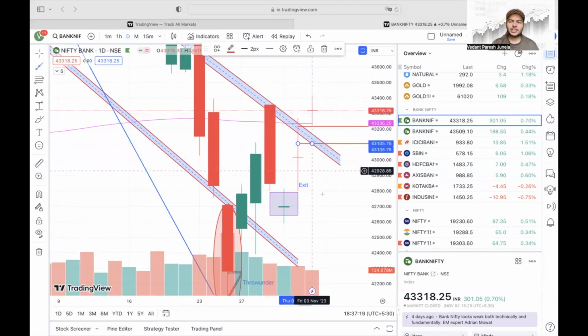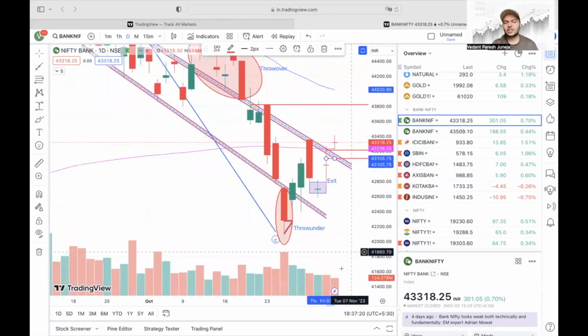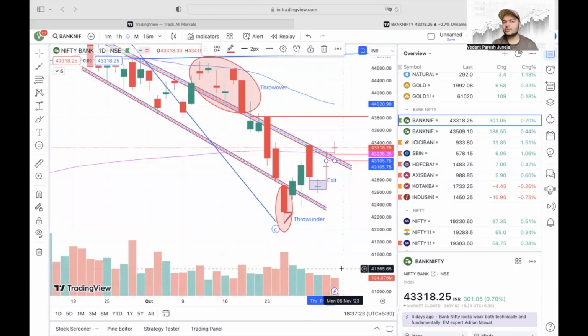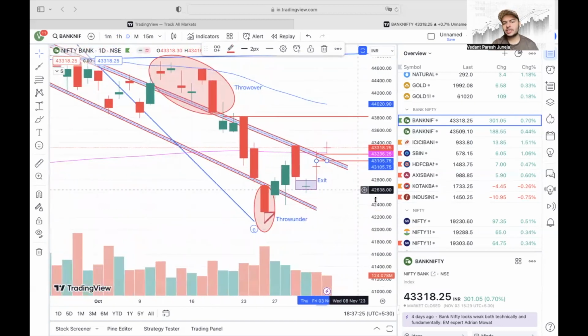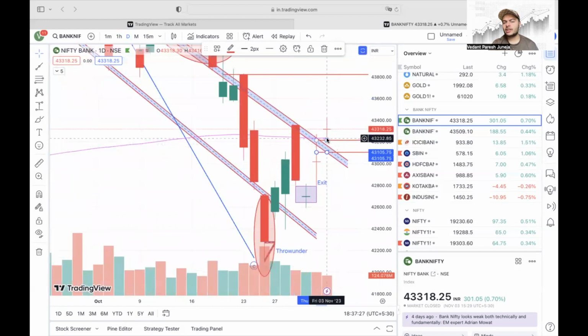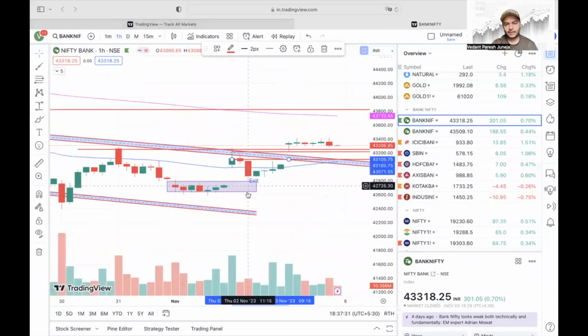If the price comes again in the channel, I think it will not be a good sign for the bulls, and we might have to exit our longs. But until and unless we are above this 200 moving average, I'll be long on the market.